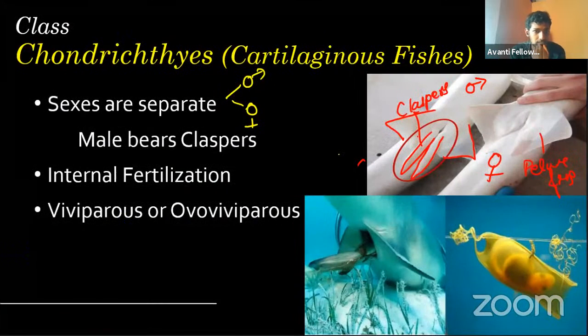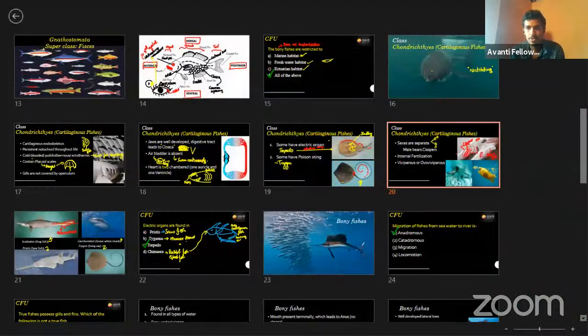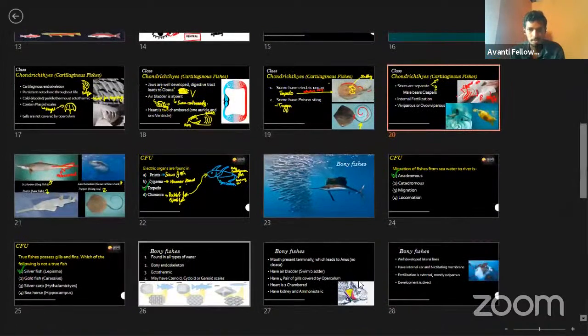I'll just mention it here somewhere. So Chondrichthyes have urea as the nitrogenous waste. Okay, so try to remember that also. Probably I forgot to mention it earlier. Sorry for that.